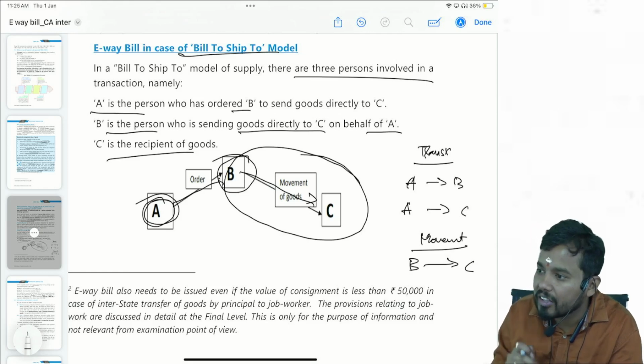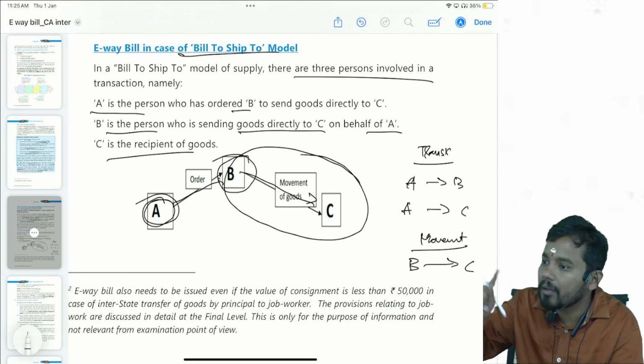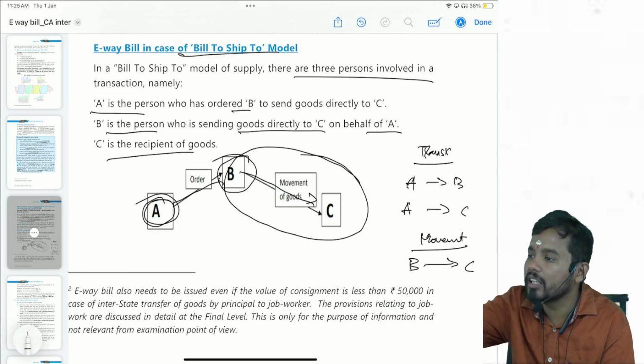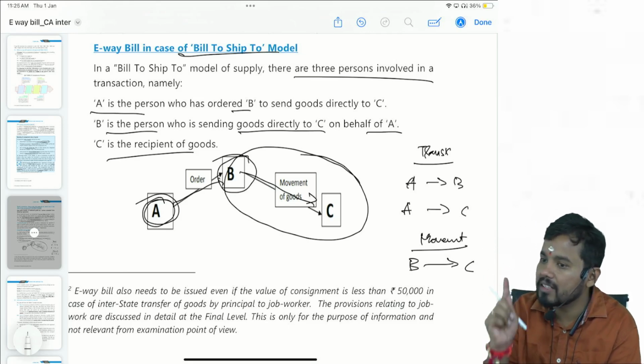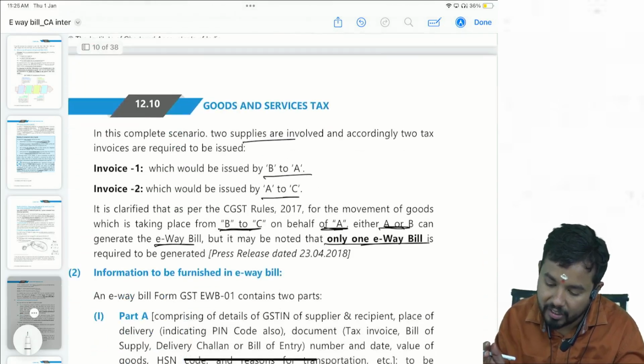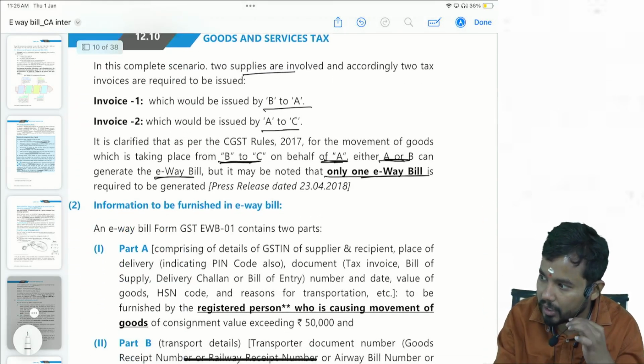Now what clarification have they given? See, A or B, any one can generate. Both need not generate. Only one person generating the E-way bill will be sufficient. Okay, look here.